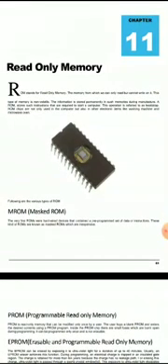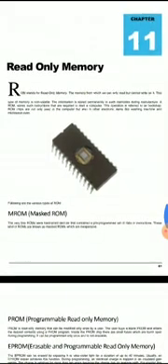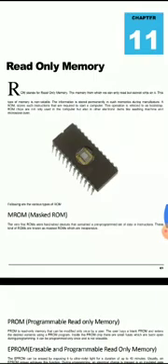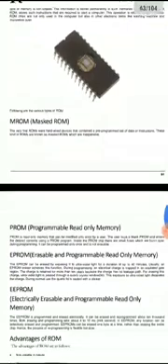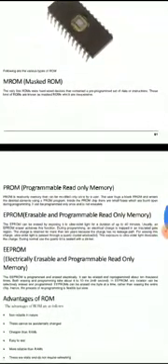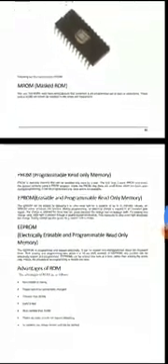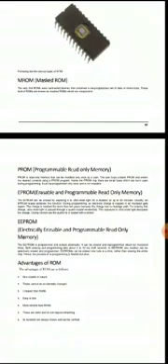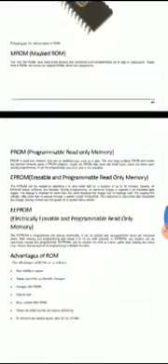This ROM is categorized into four other categories. Number one is MROM or masked ROM. Number two is PROM or programmable read-only memory. Number three is EPROM or erasable and programmable read-only memory. And number four is EEPROM, that is electrically erasable and programmable read-only memory.